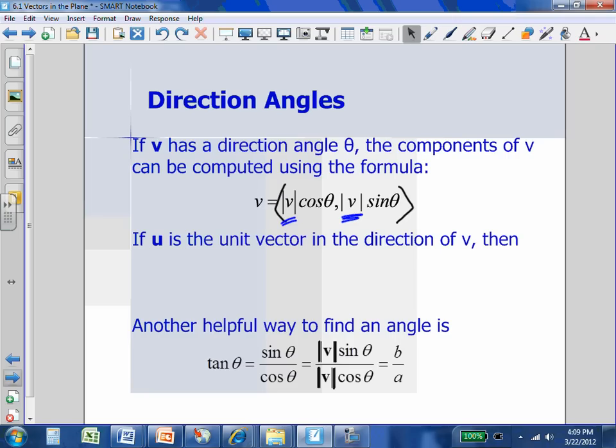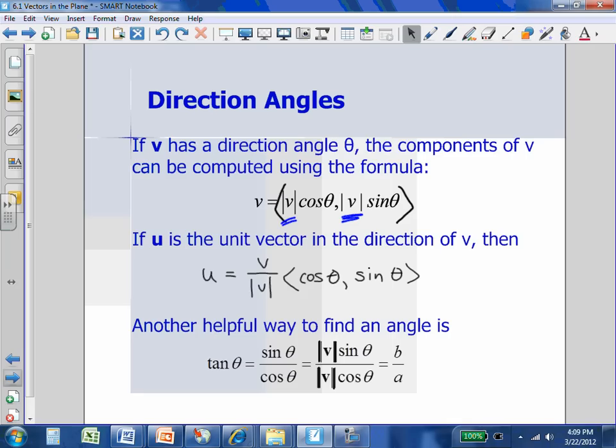If we want to go the other direction, if u is the unit vector in the direction of v, then I believe you already have this on yours. I do not. But u, the unit vector, is the vector v divided by the magnitude, or that's how you find a unit vector, times the components that are the cosine of the angle and the sine of the angle. So it's just stretching it out. And actually this one's shrinking it back down, perhaps.